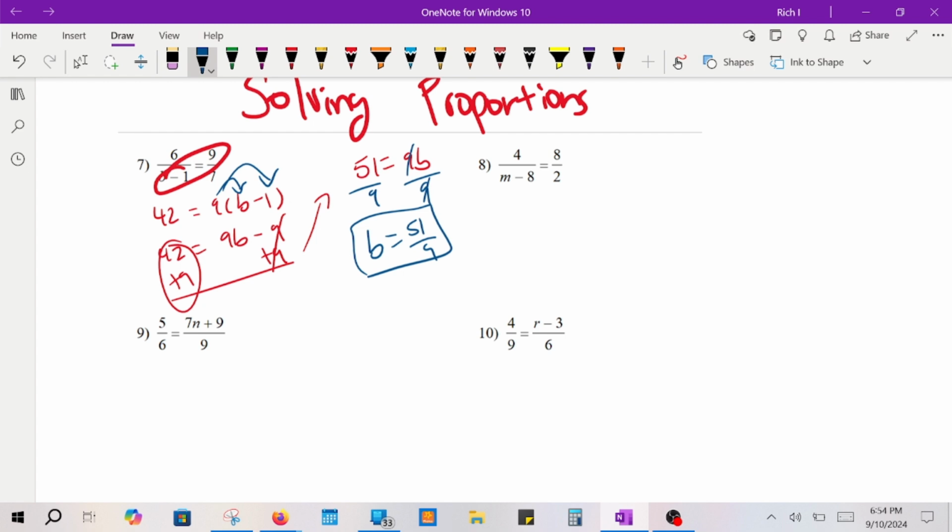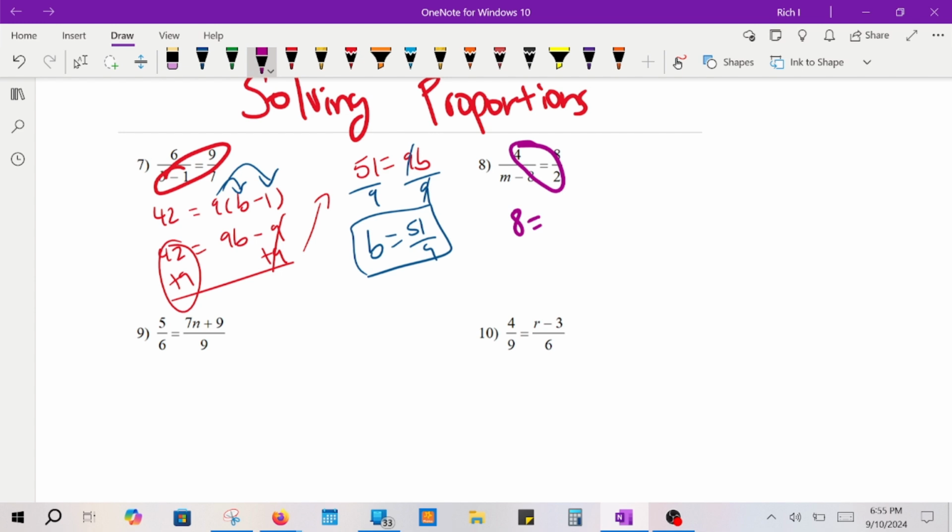Just double check. So we have 9b times 1. This should be 9b minus 9 plus 9 on both sides. We get 51. Yeah, that's right. Okay, cool. So now let's try number 8. Alright, so same kind of thing. Let's do not the variables, let's do the numbers. We have 4 times 2, which is 8.